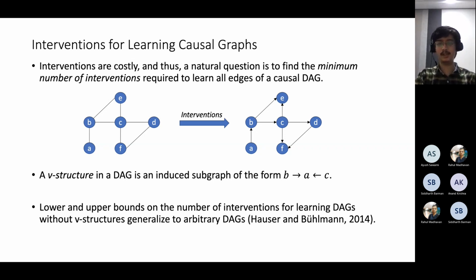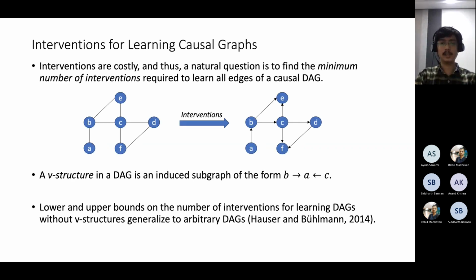Because if we know the lower and upper bounds for DAGs without V structures, we can obtain such bounds for general graphs, general DAGs, as well.